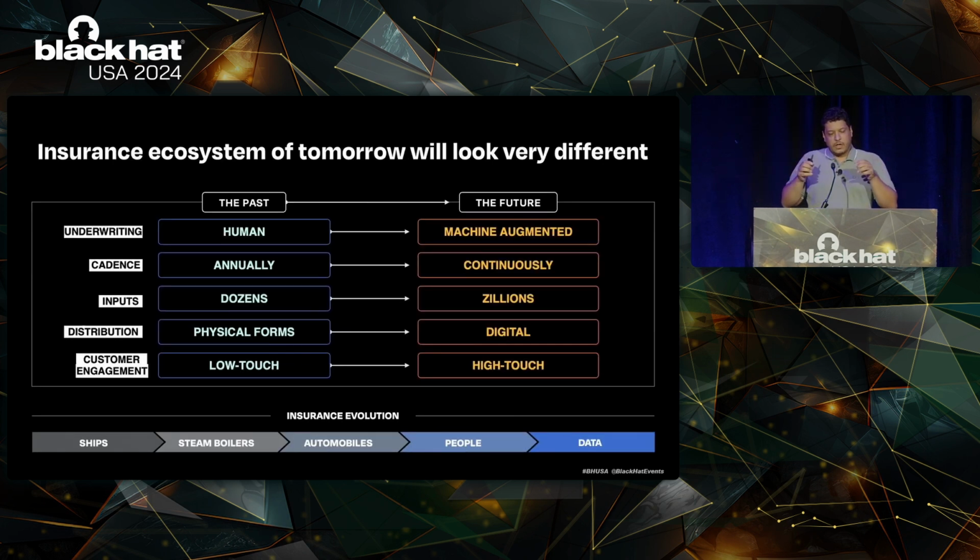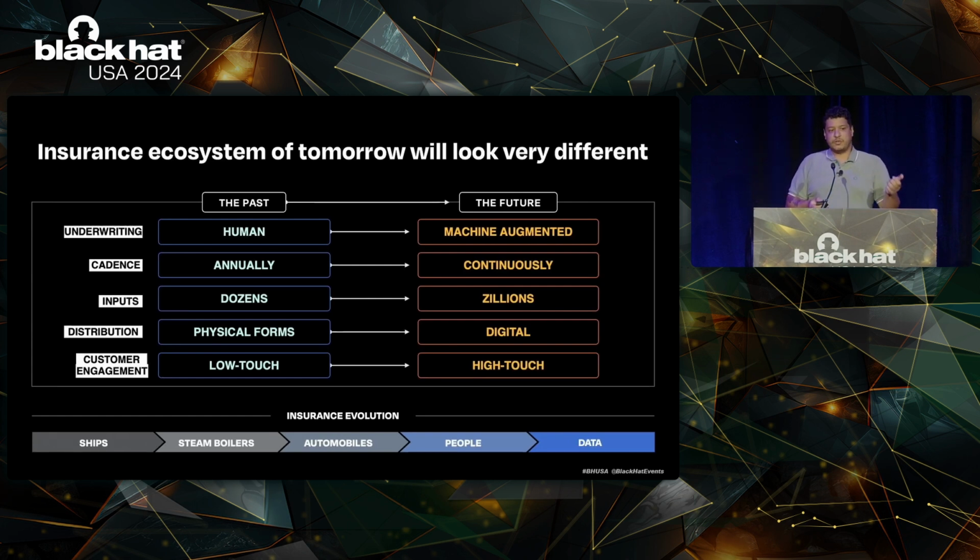So how is the insurance ecosystem going to evolve? Underwriting, right now in many places, is still done by humans. However, to do underwriting correctly in cyber, you need data. You need lots and lots of data. And guess what? We as humans are not that great at looking at, say, 10,000 rows of data and figuring out if there's a pattern, if there's something important in there. But machines are. So we use machine-augmented underwriting.